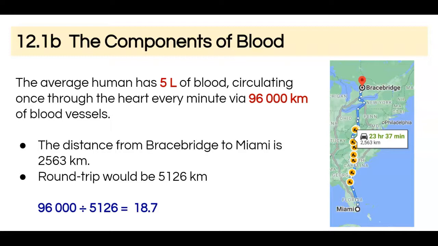So, well, what does that mean? And by the way, you don't need to remember any of this. It's just for interest's sake. That means we could take almost 19 round trips from Bracebridge to Miami in the amount of distance. That's how much distance our blood vessels would be able to travel. So that, I don't know about you, but that is pretty amazing to me.